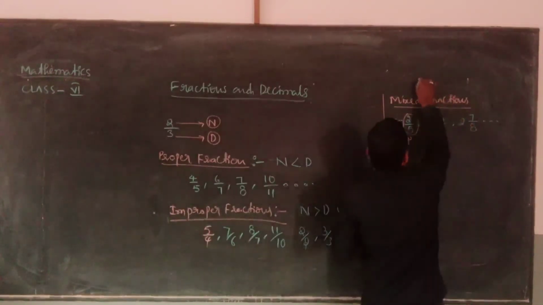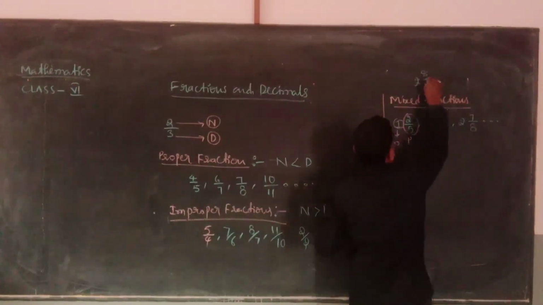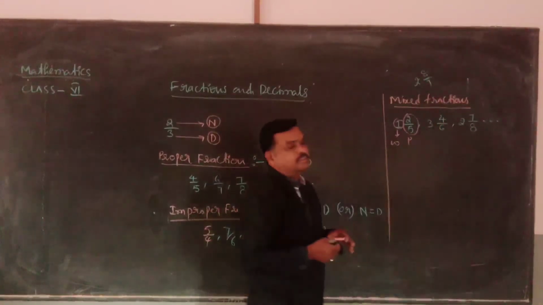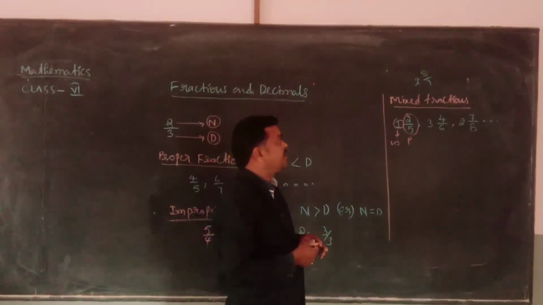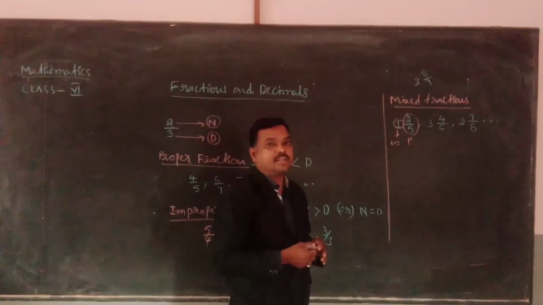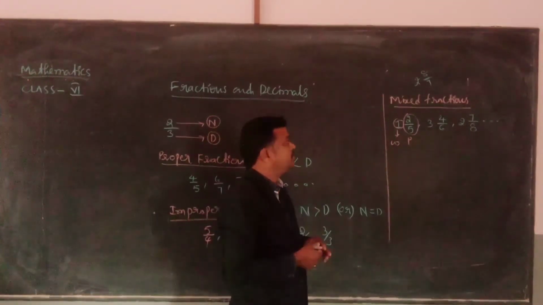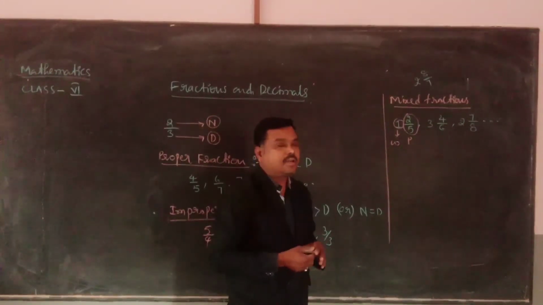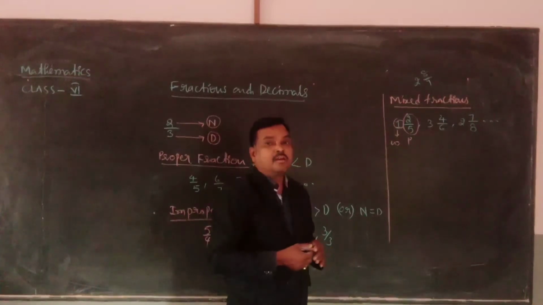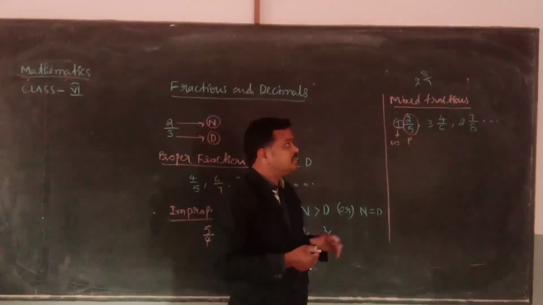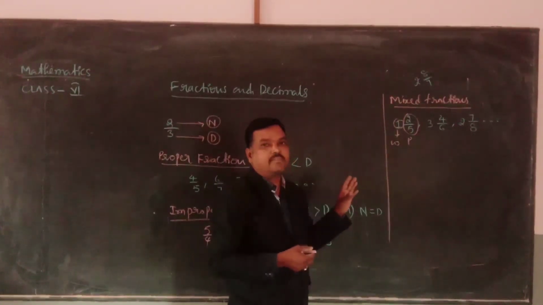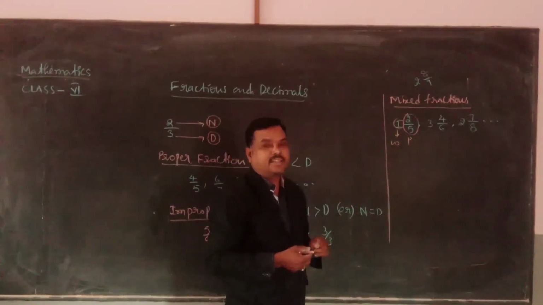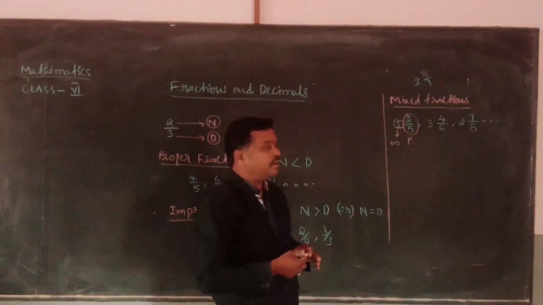In case 2 8 by 7 is there, is it a mixed fraction or not? 2 8 by 7 is not a mixed fraction because 2 is the whole number, okay, and 8 by 7 is an improper fraction. Mixed fraction means a combination of only a proper fraction and a whole number.